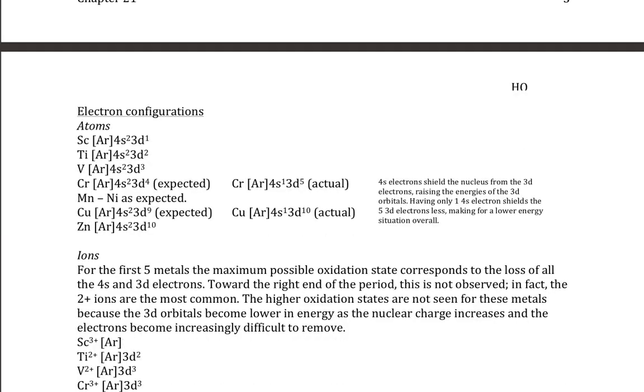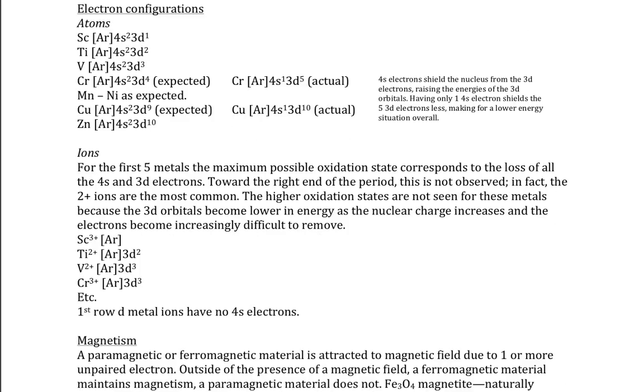Okay, electron configurations. For atoms, that is, they have no charge. Scandium, we went through argon 4s2 3d1. We then looked at the others up to chromium, where we would have expected chromium to be argon 4s2 3d4. But it turns out, as we talked about earlier, chromium is argon 4s1 3d5.